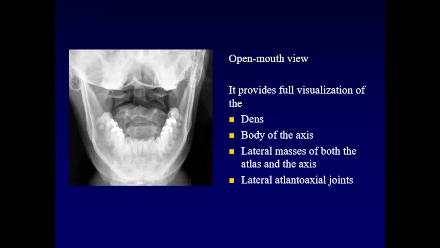The open mouth view is very important because it provides full visualization of the odontoid process, body of the axis, lateral mass of C1 and C2, and the atlantoaxial joints.